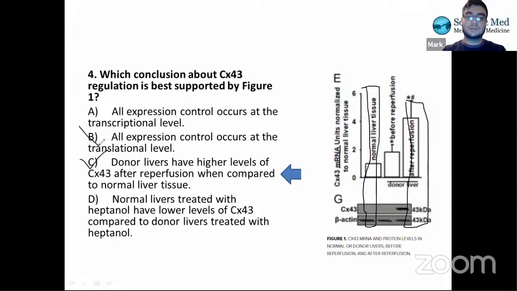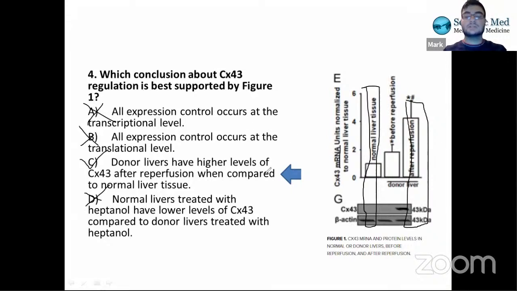So the correct answer is C, not A or B. Heptanol we're not really talking about right now. We're talking about reperfusion, and we're just basing it off figure 1 because that's what they told us to do. Okay. And again, expression occurs at the translation versus transcriptional level.